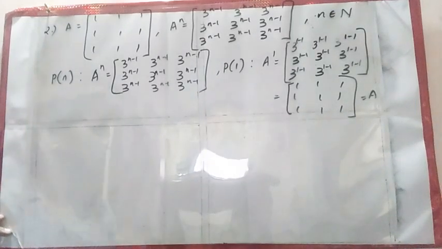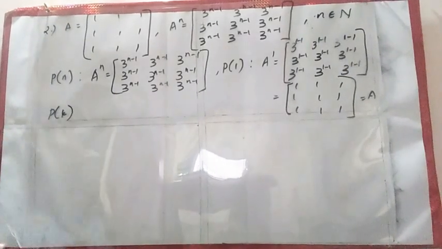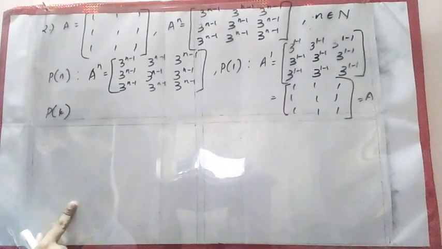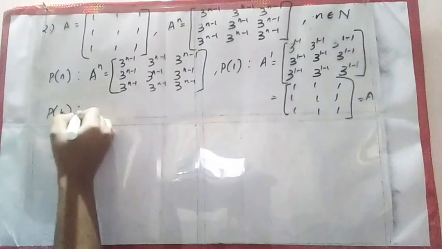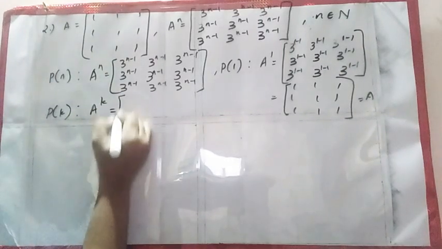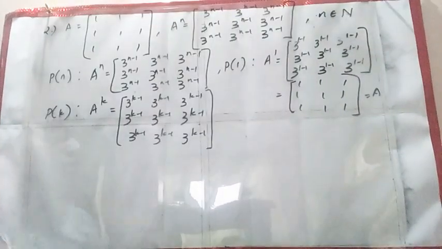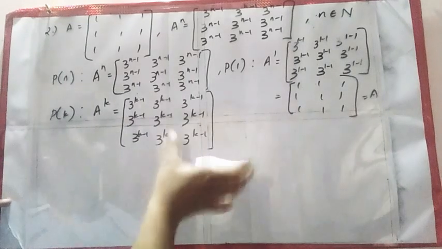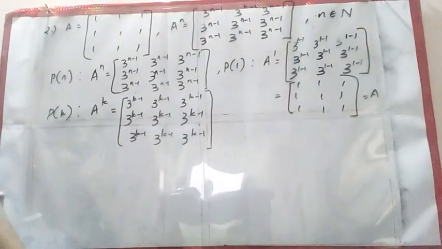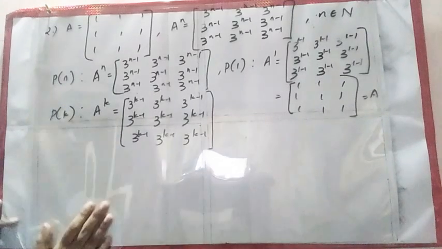So now we are going to assume that Pk is true, or the result is true for n equal to k. That is, we are going to assume that Pk, that is A raised to k, is equal to a matrix with every element 3 raised to k minus 1, and the entire result is true. We are going to assume that the statement Pk is true.